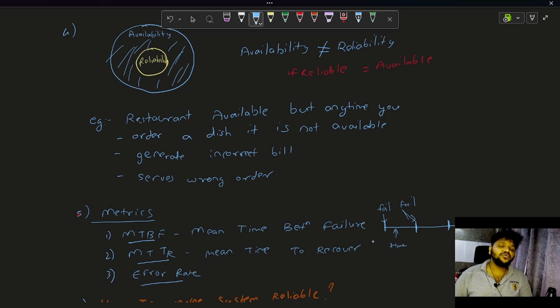MTTR, mean time to recover. So let's say my system is failing here, and then my system is doing a recovery here, and then again here there is a recovery, and here there is a recovery. So this is a recovery, and this is a failure, and this is the time to recovery.